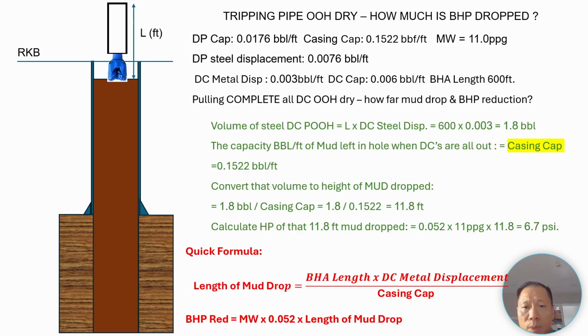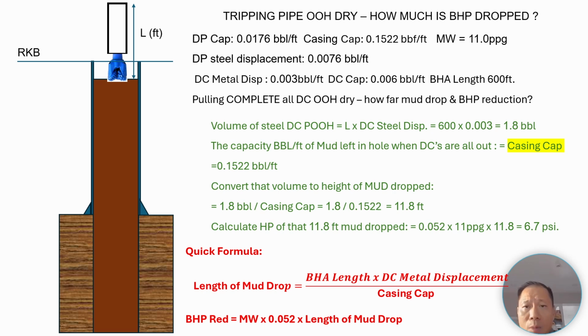Very simple. Next, once you pull everything out of hole, in this case you pull the drill collars out of hole. The length of the drill collars of the BHA is given to you as 600 feet. They give you the drill collar metal displacement and the drill collar capacity. So which figures are you going to use? Because you are tripping out dry, you're going to use the metal displacement, which is 0.003 barrel per foot.